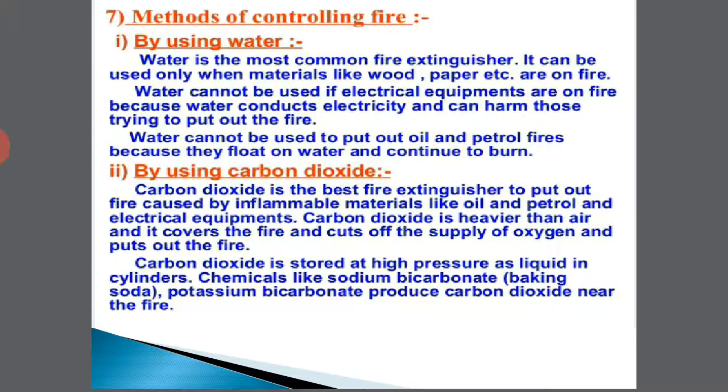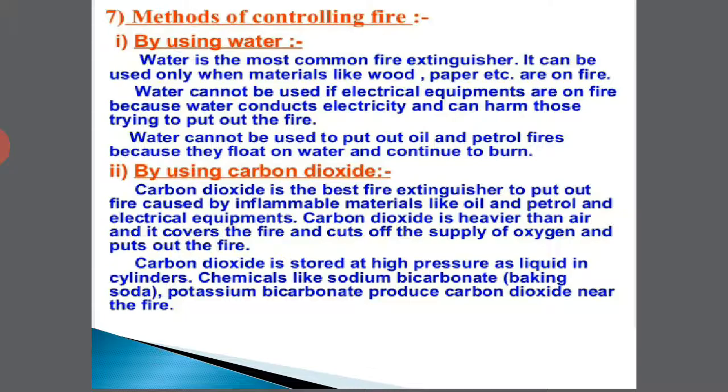Water cannot be used to put out oil and petrol fires because they float on the water and continue to burn. Both petrol and oil are lighter in density than water, so they will float on the surface and the fire will continue over there.